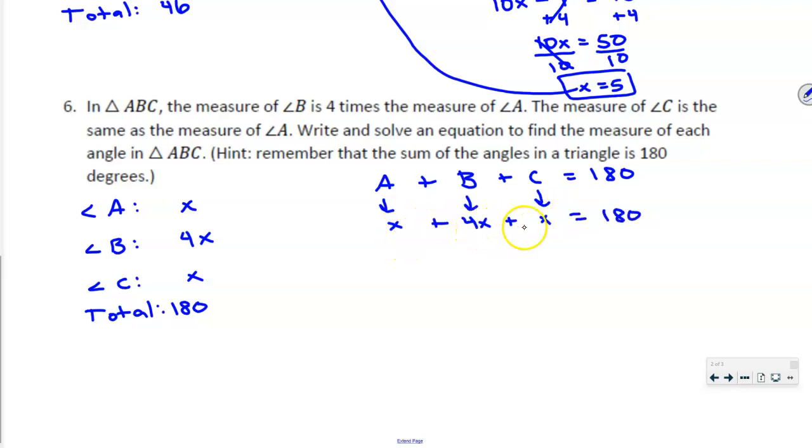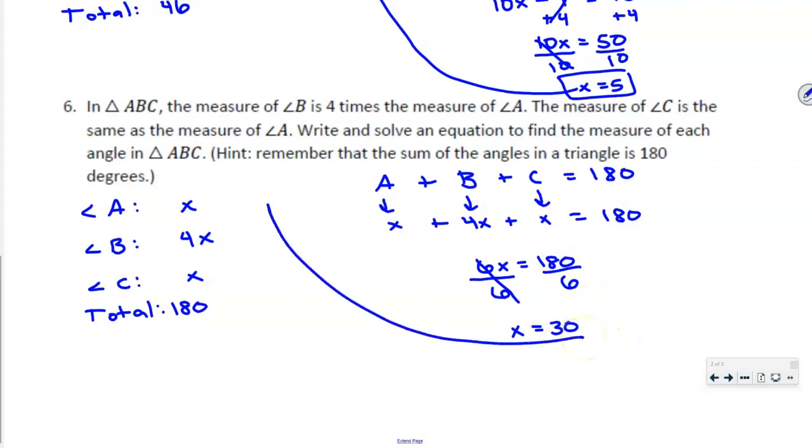X plus 4X plus another X is 6X, which is equal to 180. X is multiplied by 6, and I will undo that by dividing by 6. That leaves me with X, which is equal to 180 divided by 6, which is 30. I now know the measure of angle A is 30 degrees, the measure of angle C is the same, another 30 degrees, and the measure of angle B is 4 times that amount. 4 times 30 is 120 degrees.